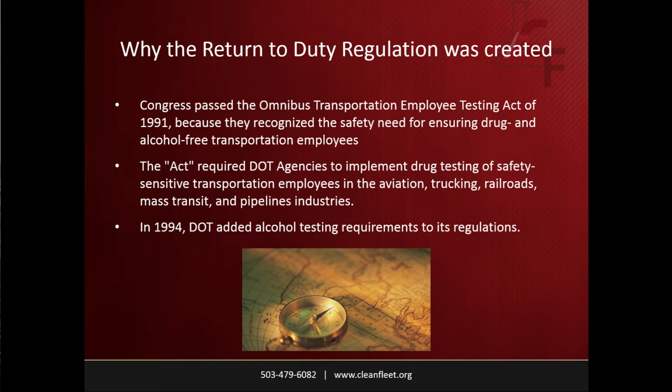So again, that covers all the modes in the DOT. This act required DOT agencies to implement drug testing of safety-sensitive transportation employees in aviation, trucking, which includes bus drivers, limousine and van drivers, some of them, railroads, mass transit, pipeline, etc. And then in 1994, DOT added the alcohol testing requirements to its regulations.